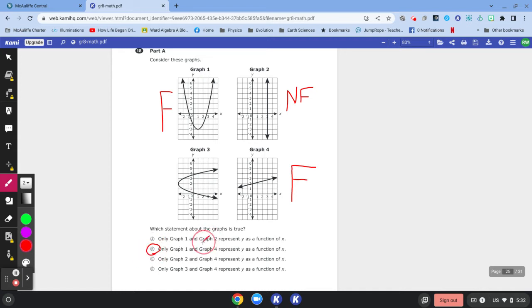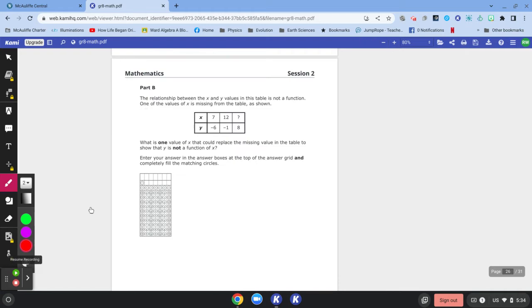Graph 2 is not a function. We know graph 2 is not a function. And graph 3 is also not a function because it fails the vertical line test at many, many points on it. You could draw a vertical line through it and it will cross more than once. So graph 3 is not a function. Okay, we're going to go on to the next part.